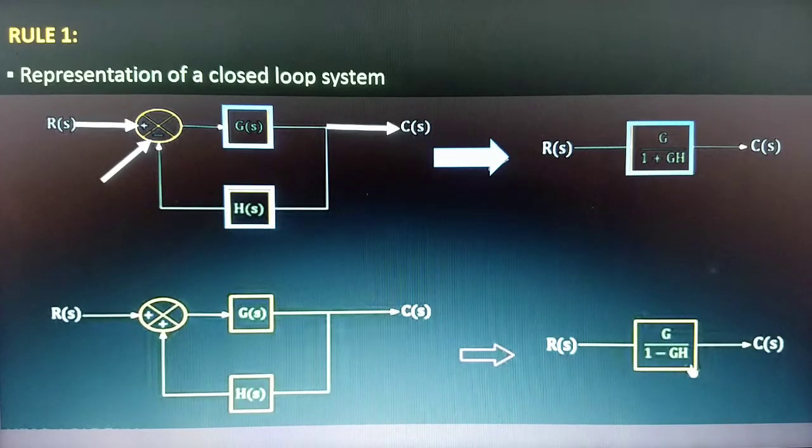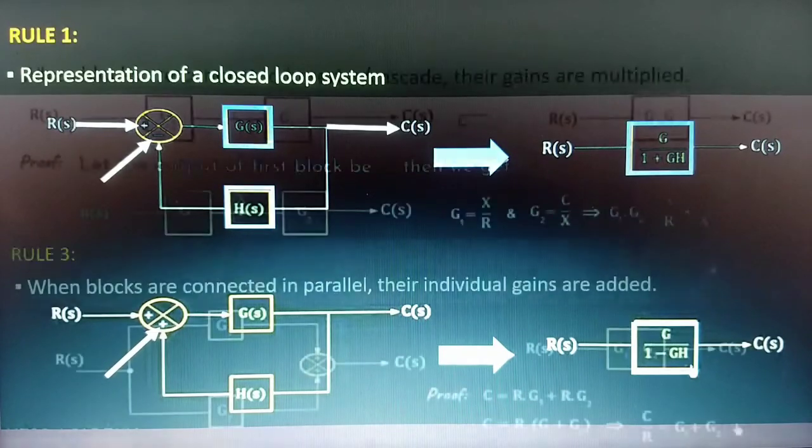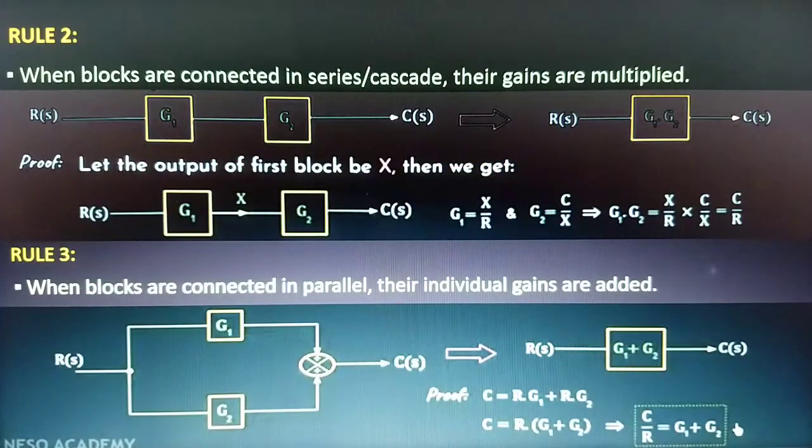G(s) over 1 plus G(s) times H(s). But for simplicity, we can write it as G over 1 plus GH. Similarly, in the case of a positive feedback system, we can replace this block diagram representation with a single transfer function, which will be equal to G over 1 minus GH. So this is rule number 1, which is the representation of a closed loop system. We will now move on to rule number 2.